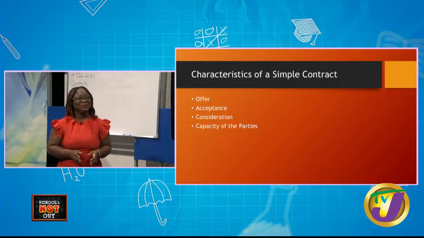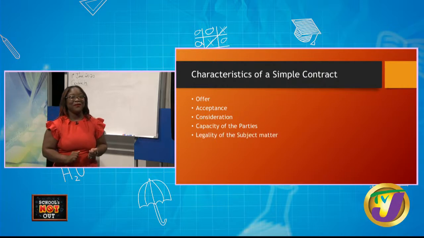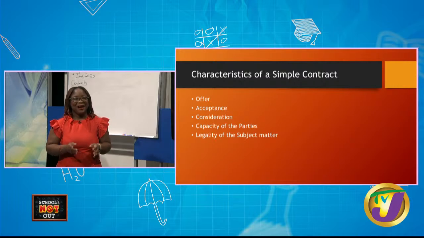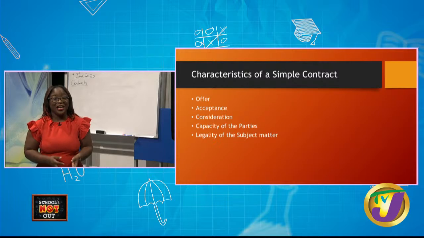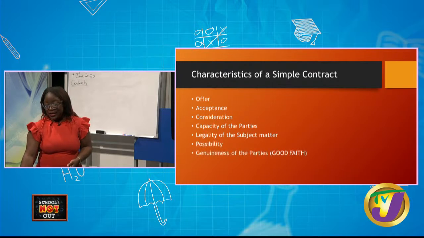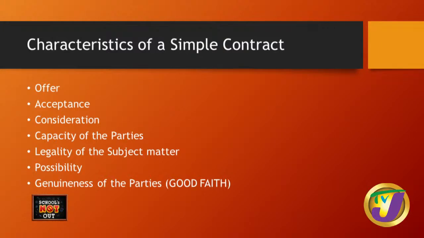Capacity of the parties. I wonder if we have any clue as to what that might mean. Legality of the subject matter. If you think about this term, you might have some ideas running through your mind right now, but we'll look at this one too. The legality of the matter on which we have engaged in a contract. Possibility, and genuineness of the parties, or you may hear the term good faith being expressed in relation to genuineness of the parties. So we're going to break down each characteristic of our simple contract today, and we're going to be looking at some things that we often confuse with some of these characteristics. We're going to break these down so that we're absolutely clear on what these characteristics involve.